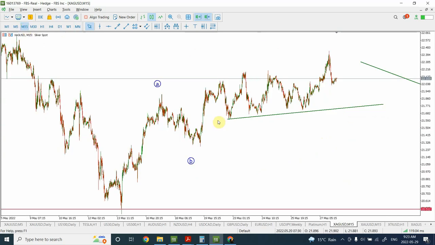Now I cannot see that the ending diagonal is complete. Right now, give me a moment, I'm considering this as A, B, and C of wave 1 of the ending diagonal. And I'm considering this as wave 2 of the ending diagonal, and wave 3 of the ending diagonal. And I'm expecting that wave 4 is going to happen, whether it's going to pull back all the way right over here and then go up, or it's going to go right over here and then go up. So it gives you some clue into what I'm thinking.